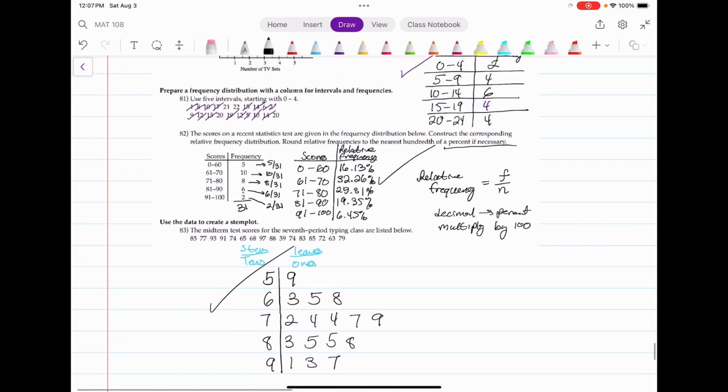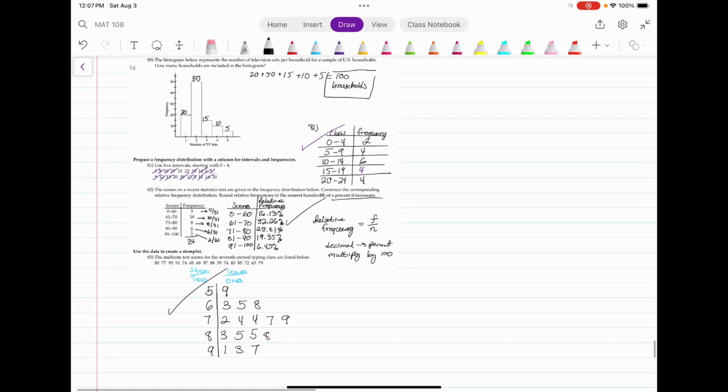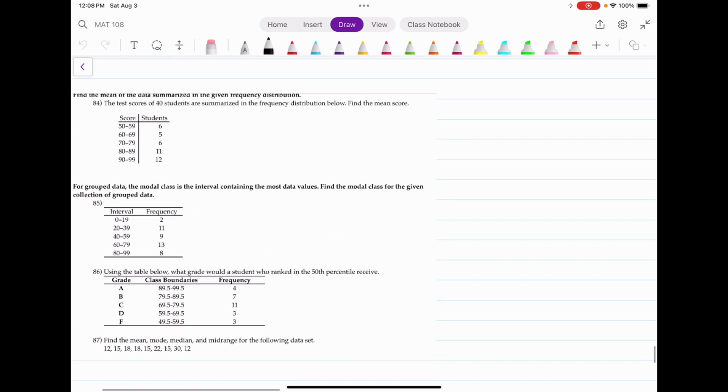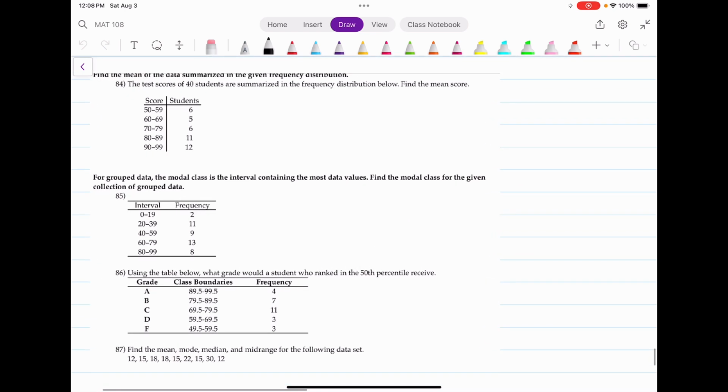All right, so that's it for this video. The main goal of this video was just to analyze data and to organize our data. And now in the next video, we're going to be finding some mean, median, and modes of single data and group data. Catch you in the next one.